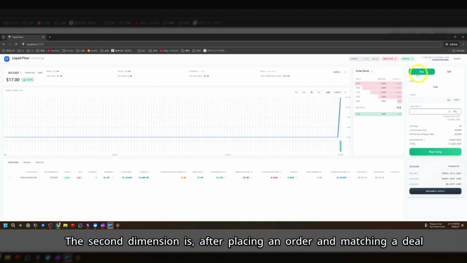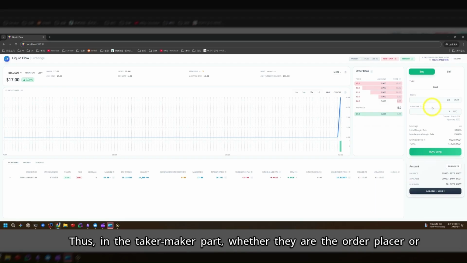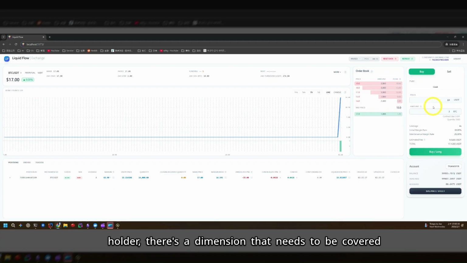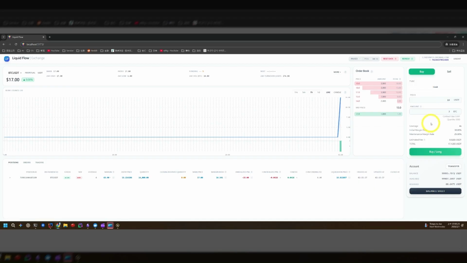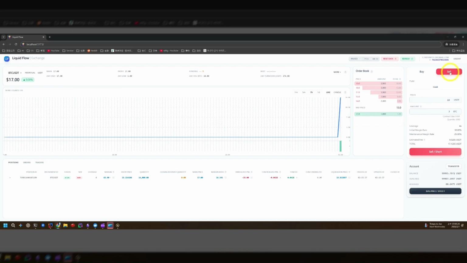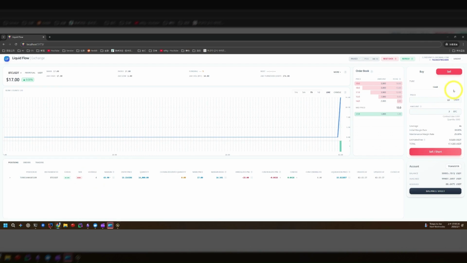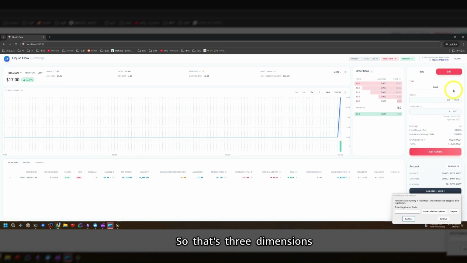The second dimension is after placing an order and matching a deal, the user could be a taker or a maker. Thus, in the taker-maker part, whether they are the order placer or holder, there's a dimension that needs to be covered. Okay, that's 2 dimensions. The third dimension is whether the user is buying or selling. For selling, it includes the recent position changes and the taker-maker parts, which also need to be covered again. So that's 3 dimensions.